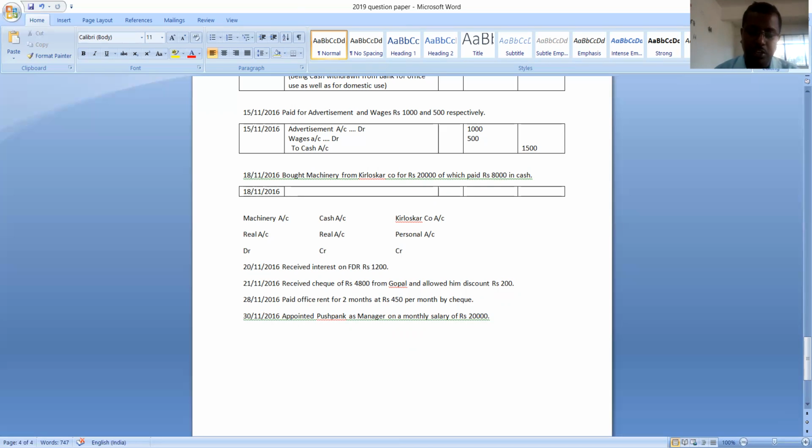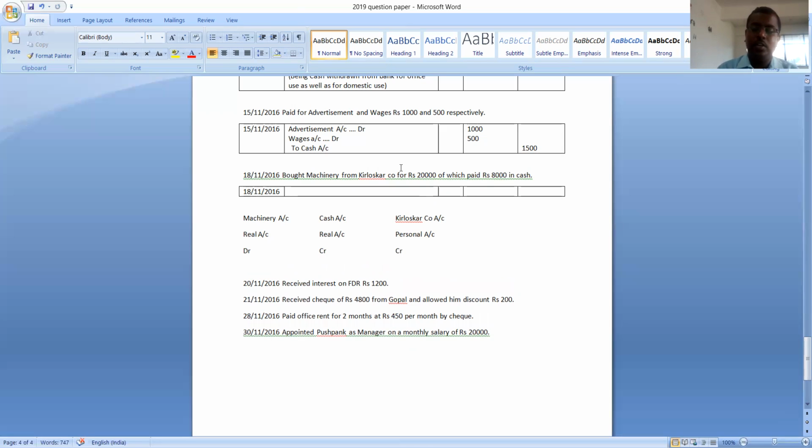See here, machinery comes in, machinery account debit. Cash goes out of the business, cash account is credited. And Kirloskar company is the giver, so the Kirloskar company account is credited. Actually, Kirloskar company came because it is partly credit. If it was a completely cash transaction, the Kirloskar company account would not appear. Suppose it was a completely credit transaction, the cash account would not appear. Understood? So we bought machinery worth rupees 20,000, machinery account debit 20,000 rupees. We paid cash rupees 8,000 and had to pay 12,000. Are you getting my point? Always the total of debit should be equivalent to credit.